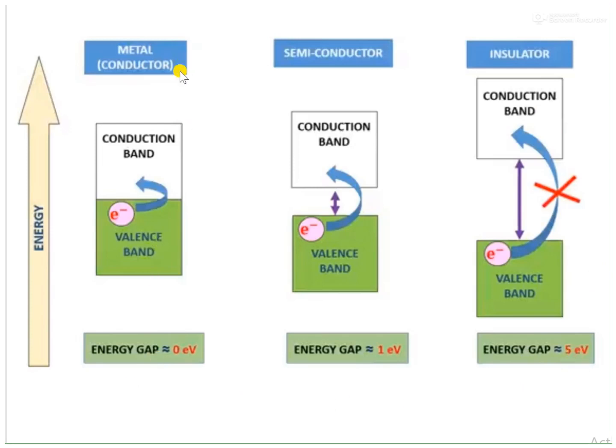So in the case of metal conductors, this energy gap is 0 or very small. In the case of semiconductors, the energy gap is smaller than insulators but larger than metal conductors. In the case of an insulator, this energy gap is very large. So it is difficult for electrons to move from the valence band to the conduction band.